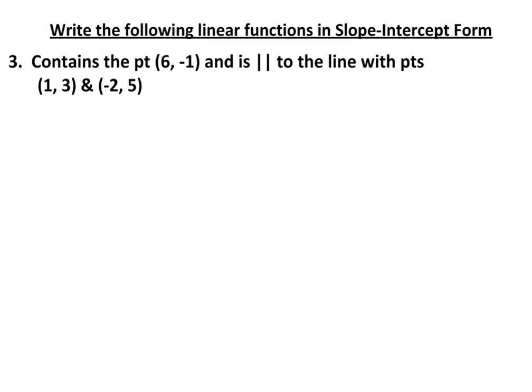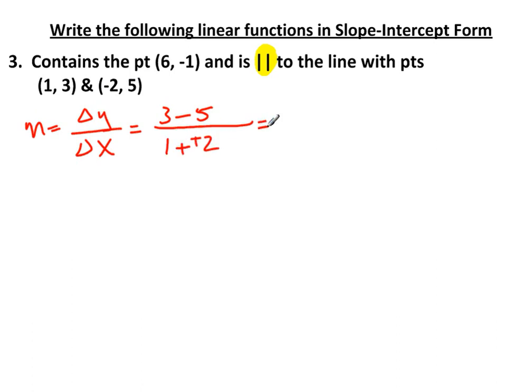Again, now they're changing up the information they're giving me. We still want to write the equation in slope-intercept form, but it has to contain the point 6, negative 1 and be parallel to the line with the points 1, 3, and negative 2, 5. So they're making it a little bit harder to find slope, because again, parallel lines have the same slope. So if I can find the slope of one, I know it's the same for the one I want. So how do we find slope here? Again, it's the change in y over the change in x. So I take my y minus the second y, and I take x minus the second x. So that gives me a negative 2 over 3.